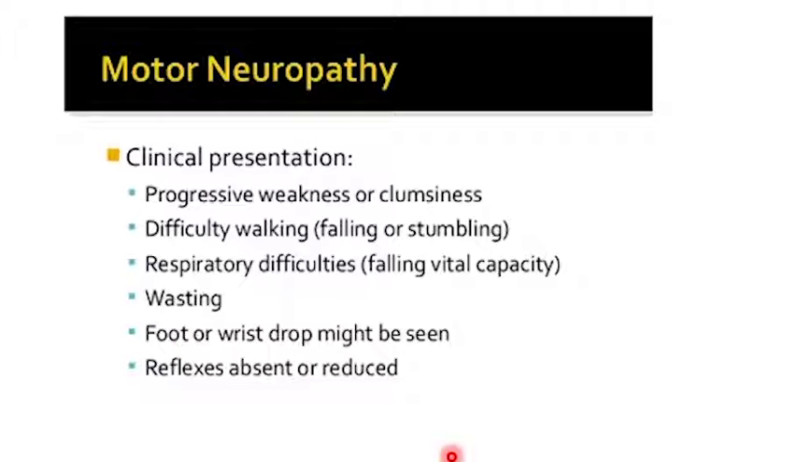So next we'll go a bit into the clinical picture, which is more fun. Motor neuropathies normally present with progressive weakness or clumsiness. Patients report difficulty walking, and they find themselves stumbling. Sometimes they can present with respiratory difficulties, which can be so subtle that they can only be picked up on lung function tests by a decrease, for example, in vital capacity. Or they can present with wasting, sometimes with foot or wrist drops. Or during a normal examination, you find reduced or absent deep tendon reflexes.